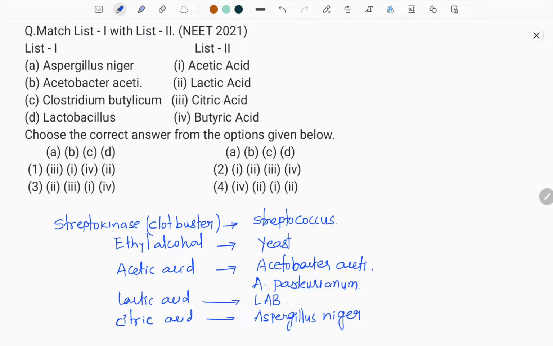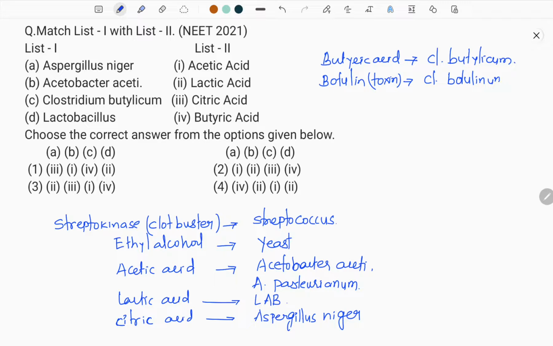And butyric acid. Butyric acid is obtained from Clostridium butylicum. And botulism or botulin is a toxin. This toxin is obtained from Clostridium botulinum. Clostridium botulinum, it's a toxin.